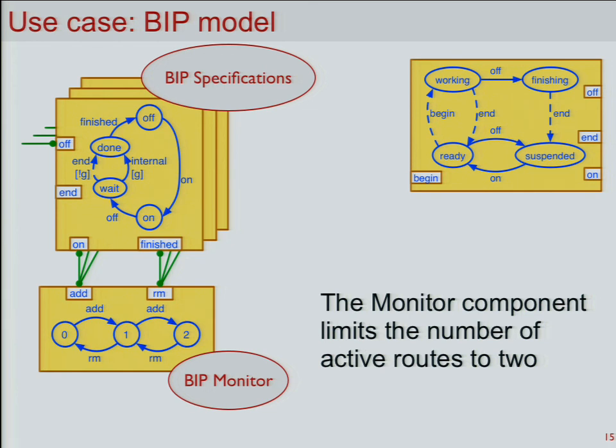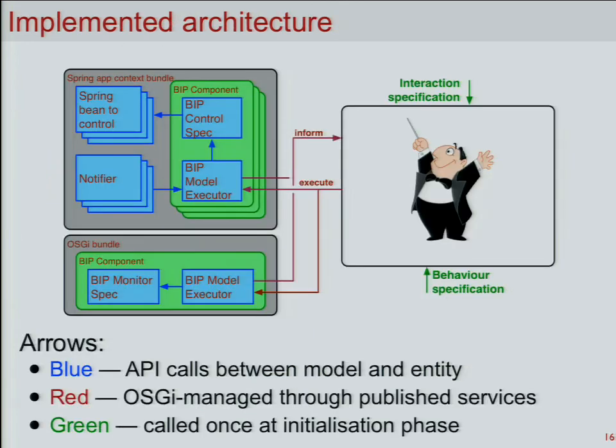So the interaction, what happens here, if you look at on and add, this is an interaction. If we have an on from here to here, we actually have to do at the same time an add. So we are synchronizing components that we want to coordinate with the BIP monitor. So we're using the BIP framework to make sure that we have a safe system, meaning that you don't have too many routes. Okay, so now a bit of code.